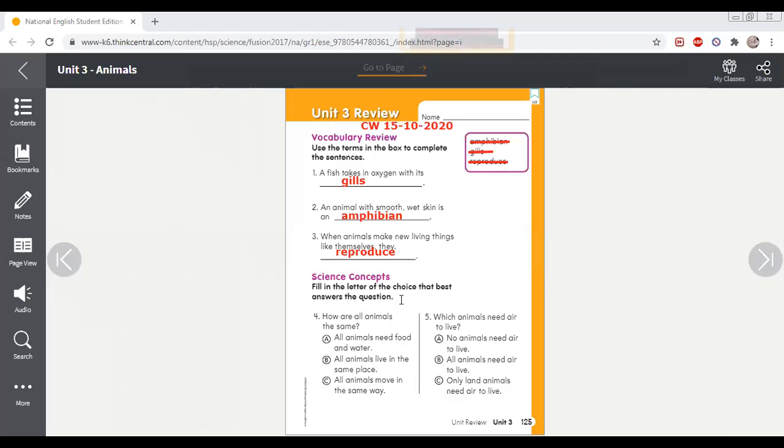So number 1, gills. Number 2, amphibian. And number 3, reproduce. Yes, very good. Zed and Ased.